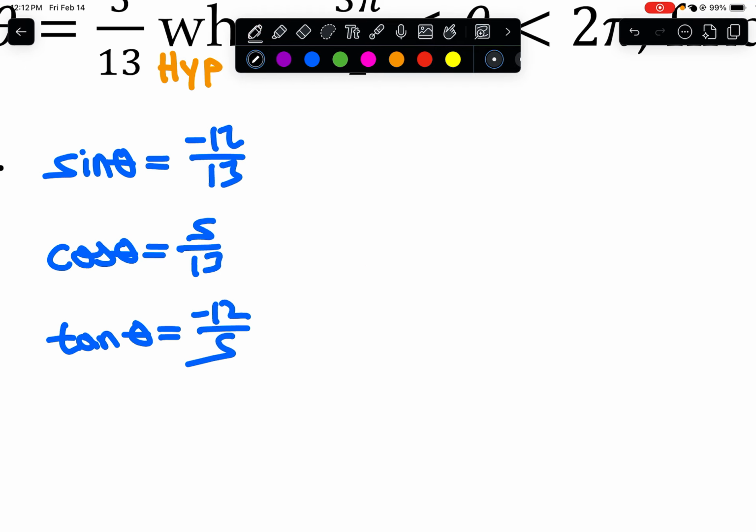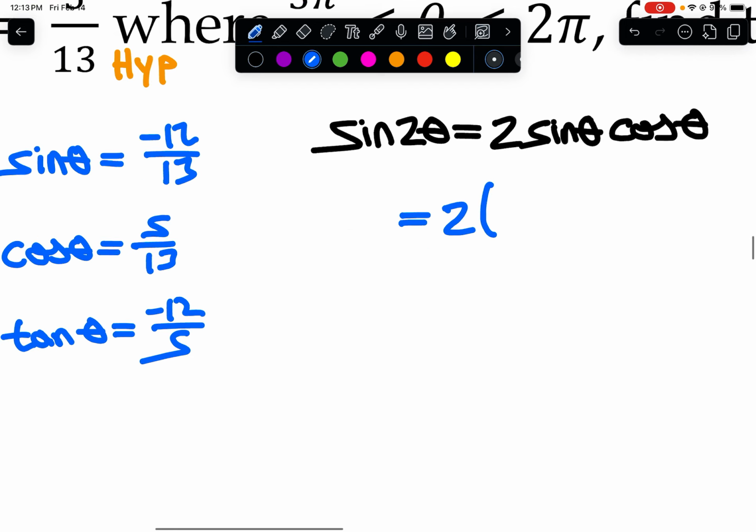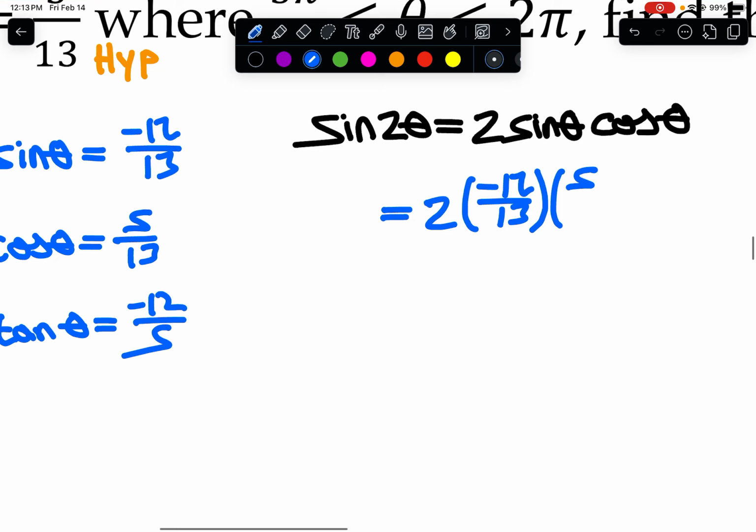As a reminder, I like to write down the identities each time I use them. It just helps me remember them more. So sine of 2 theta is going to be 2 sine theta times cosine theta. So as I plug in, we're going to do 2 times sine of theta, which we said was negative 12 over 13, and then times cosine theta, which we said was 5 over 13.